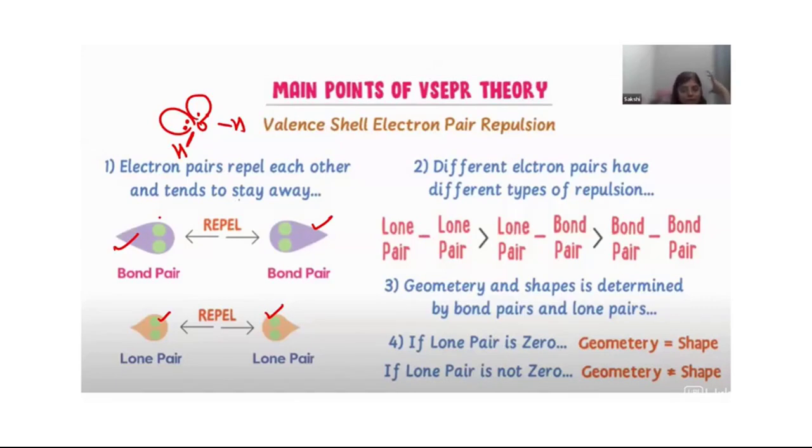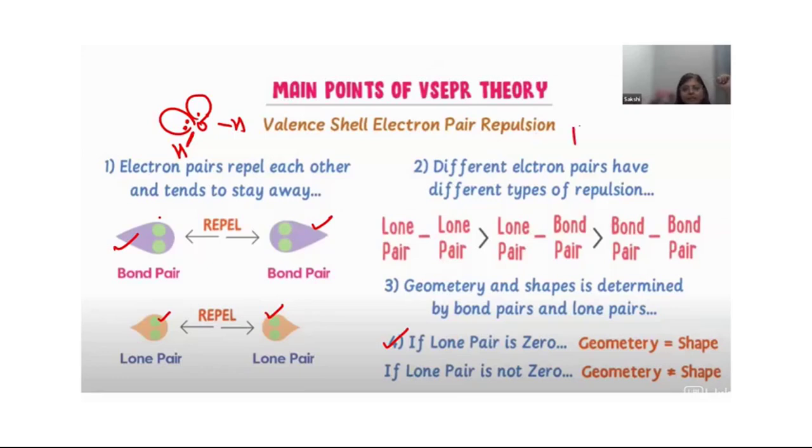Now the geometry and the shape are determined by bond pairs and lone pairs, right? If the lone pair is 0, so geometry and shape both are equal. I told you, right? Geometry considers both the bond pairs and the lone pairs, but the shape considers only the bond pairs. So if the lone pair is 0, then obviously all we have is bond pairs. At that time geometry and shape are equal. If lone pair is not 0, then geometry and shape are not equal.